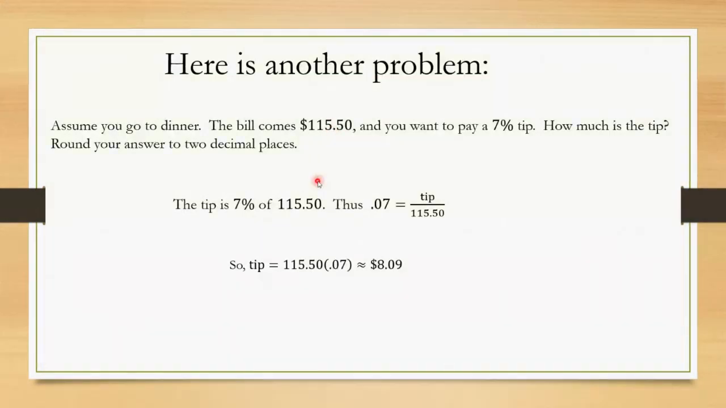Well, so what is this really saying? This is saying that you want to give 7% of $115.50. You want to give that to the service. You want to leave that tip. Okay, well, how do we do that? Well, we want to know what is 7% of $115.50. What is 7% of $115.50, right? That's what the tip is.